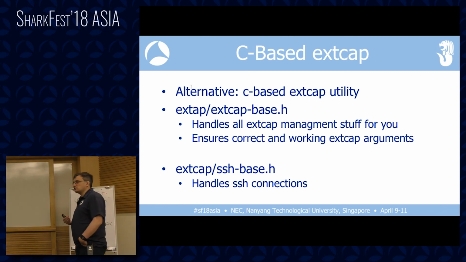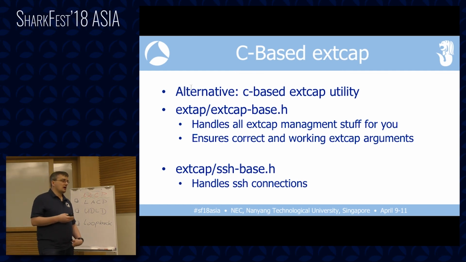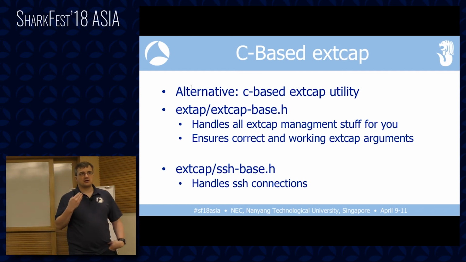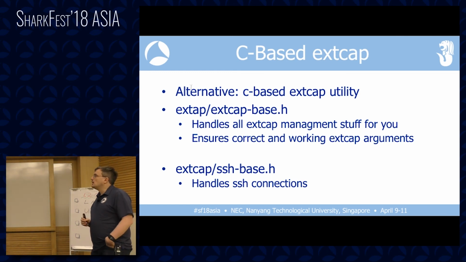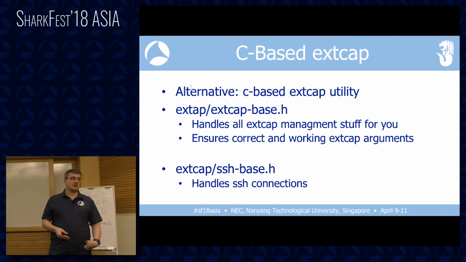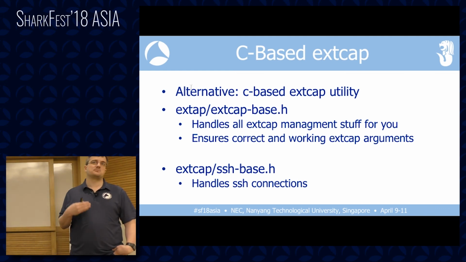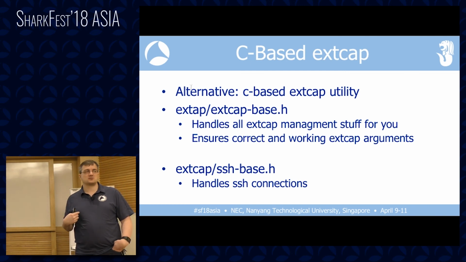So for that reason, we wrote two base helpers, and the first one is called extcap-base.h. It's a header file for a C file, which you can include freely in your distribution, in your utility. We tend to emphasize the fact that we stay away as far as possible from Wireshark-specific APIs, so it's meant to be standalone. It handles all the extcap management stuff for you, like handling the arguments for extcap, opening up the FIFOs, opening up the configurations, handling the configurations, managing the interfaces. And it has a nice benefit for us that we can change the interface and you don't have to know about it.